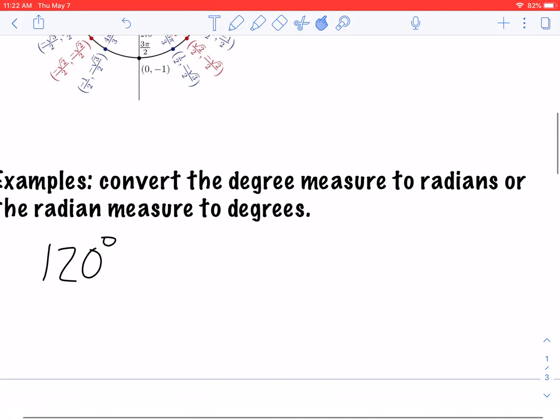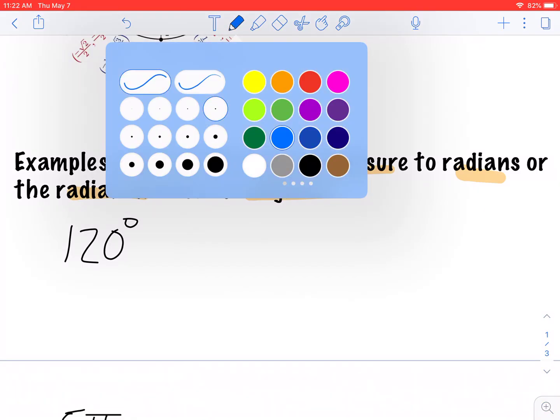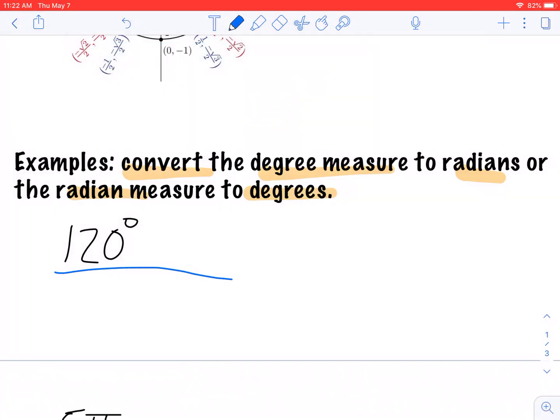So, what we have here is the direction: convert degree measures to radians, or if the question is given in radians, convert it to degrees. So in doing so, the process is pretty simple. We're going to use our factor label strategy. Since I can see that this is a degree measure, I'm going to use 180 degrees in the denominator and then pi radians in the numerator.